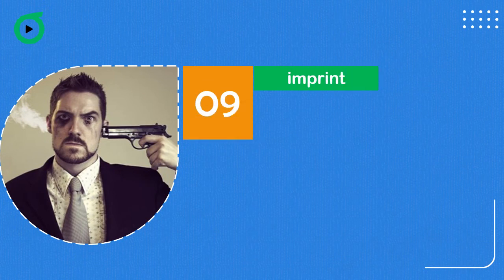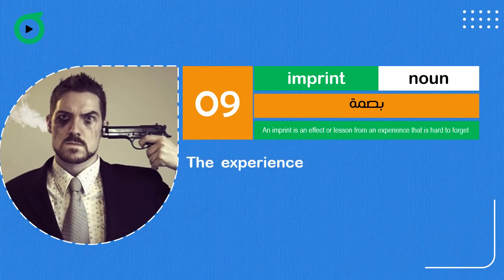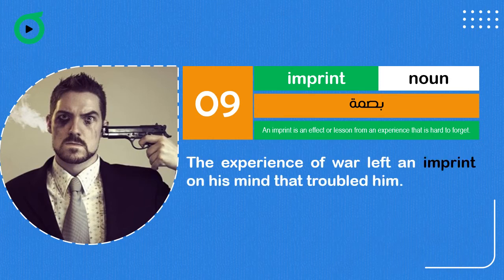Imprint. An imprint is an effect or lesson from an experience that is hard to forget. The experience of war left an imprint on his mind that troubled him.